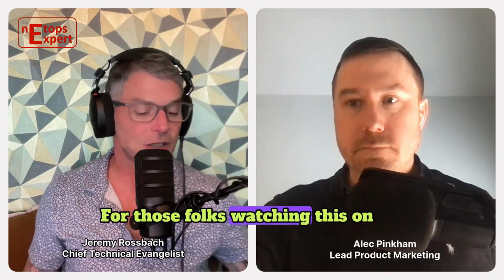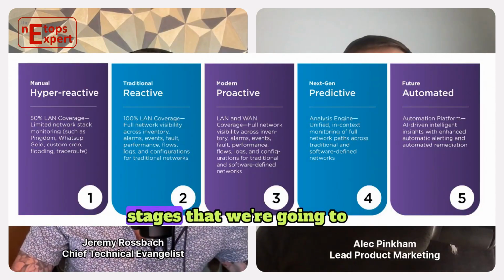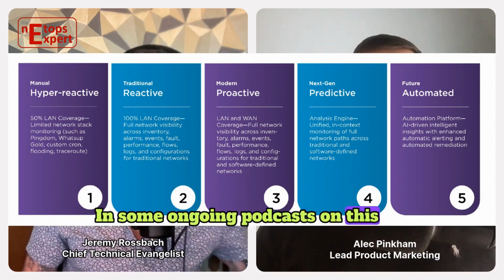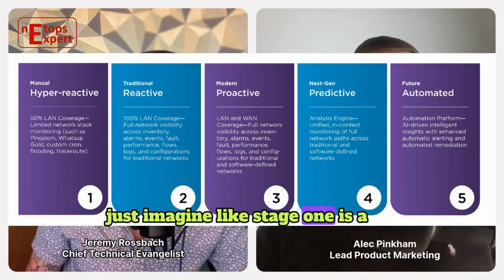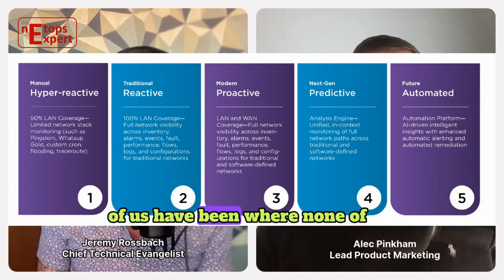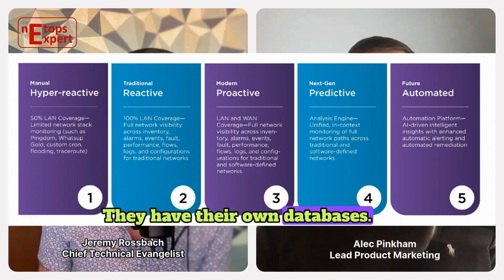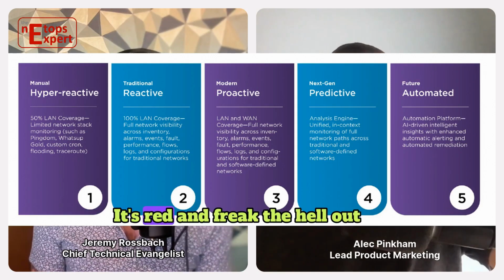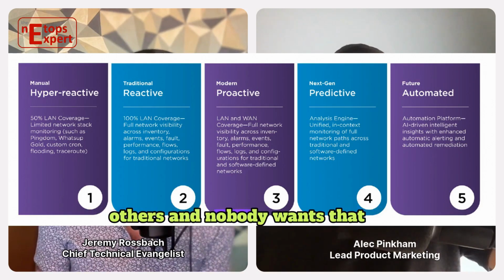And for those watching on YouTube, I'm going to put up a graphic that talks about the stages we're going to cover in ongoing podcasts on this topic. For folks listening in, just imagine stage one is a manual stage, where most of us have been, where none of our IT tools are talking to each other. They have their own databases. There's no analytics involved. It's react and freak out, war room times, and blaming others. And nobody wants that anymore.